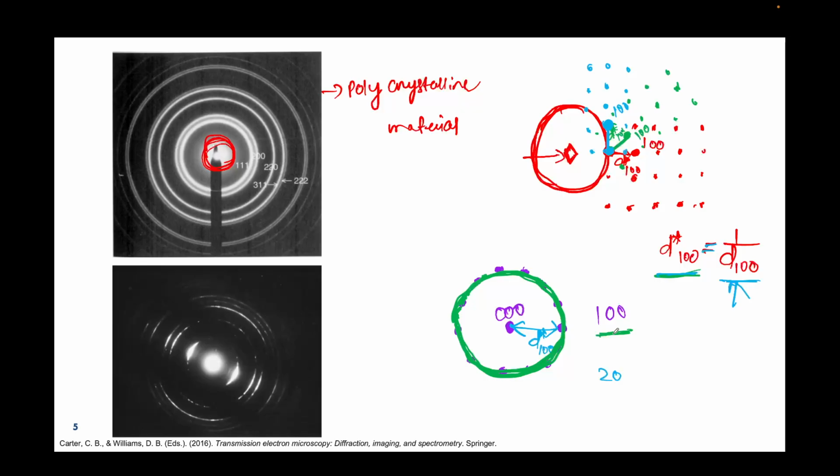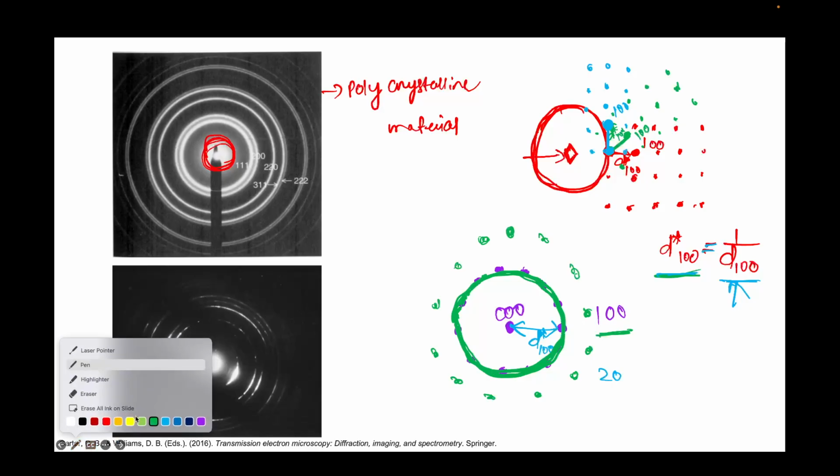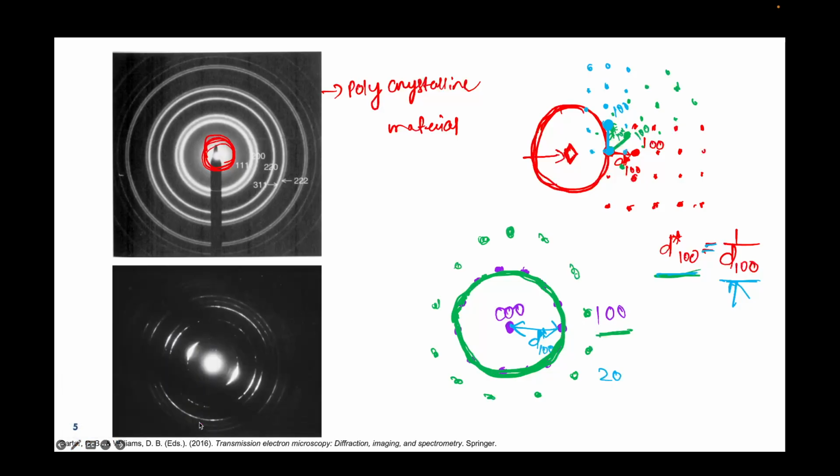Now if I am talking about 200, the same thing will happen. All the planes which are giving 200 will stay at a certain distance, and that distance will be d star 200, right? If there are several grains, all those grains will stay at a distance of d star 200. However, you will see them as a concentric circle. The same thing will go on for the other sets of planes as well.